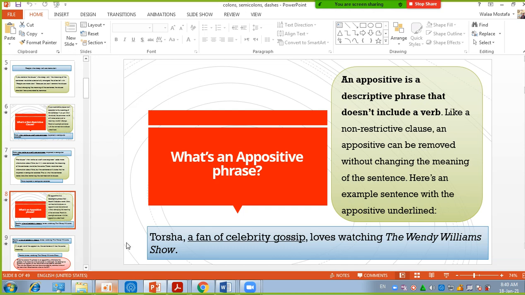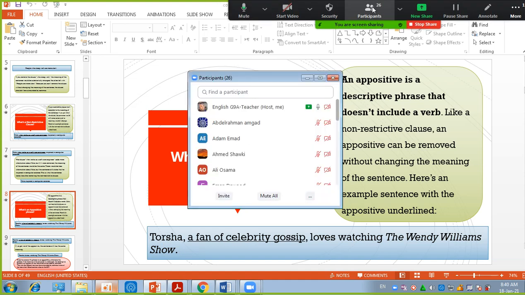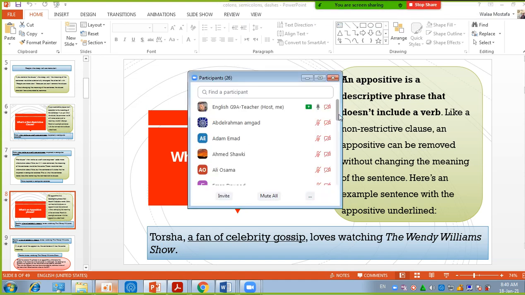It comes directly after a noun to describe it, like this one: Torsha, a fan of celebrity gossip, loves watching the Wendy Williams show. A fan of celebrity gossip is an appositive, a noun phrase. It describes who? Torsha. If I eliminate this phrase, Ali Usama, what would be the left-out after eliminating this phrase?